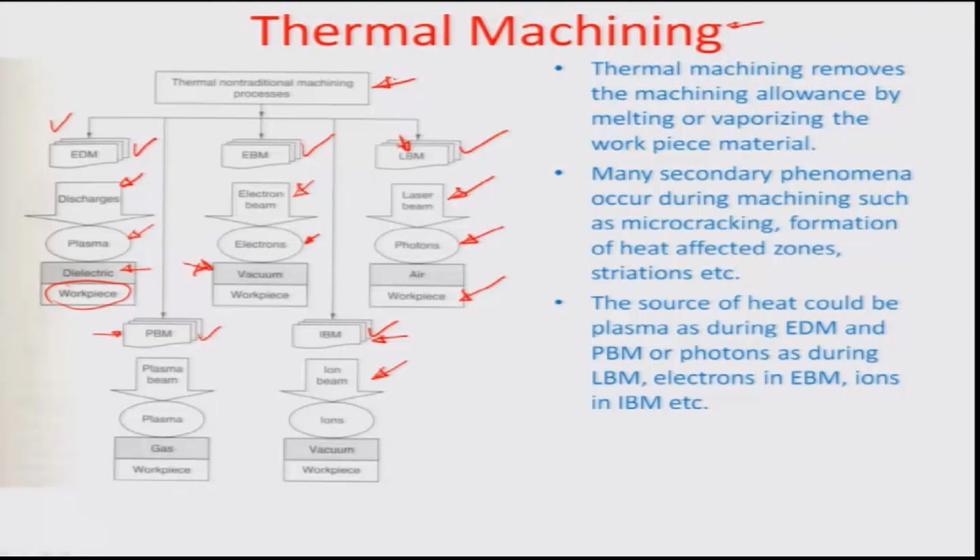Okay. So, there are many secondary phenomena which occur during machining, such as micro crack formation, formation of the heat affected zones, some striations, etc., because of remelting, redeposition or resolidification of the melt which has been created, and therefore the surface really becomes a very critical issue, and the finish of the machining process becomes a very critical issue when we talk about such thermal sources. So, that is thermal machining.